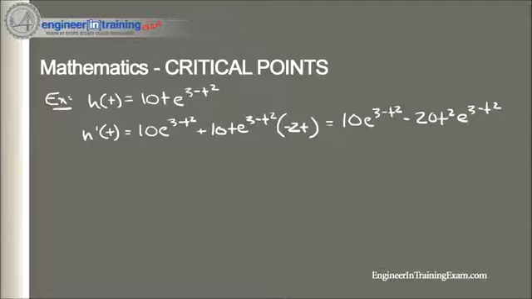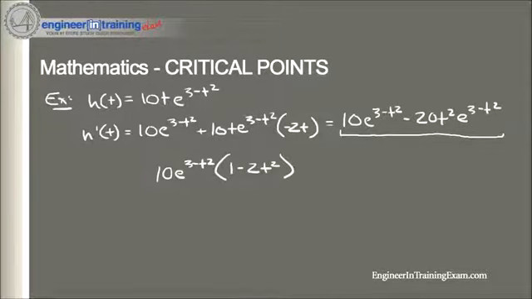So we can factor this down a little bit. Let's pull 10 e to the 3 minus t squared out, which gives us 1 minus 2t squared inside. And now this function will exist everywhere, so there are no critical points where the derivative of this function will not exist.